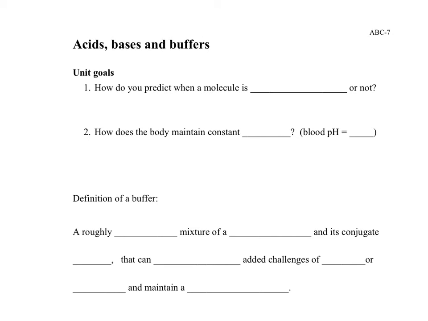We're moving now into our first real biochemistry chapter, and I like to call this acids, bases, and buffers. One thing I want to do at the beginning of each new unit is talk about our goals, and I've shown them for this unit right here. There are two really big, important biological questions that we want to answer in this chapter. The first one is, how do you predict when a molecule is protonated or not?